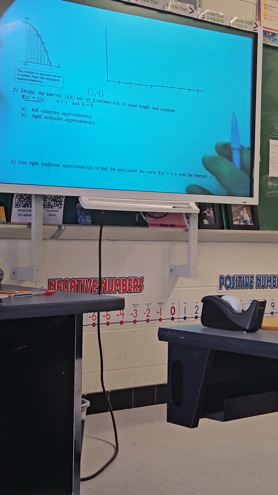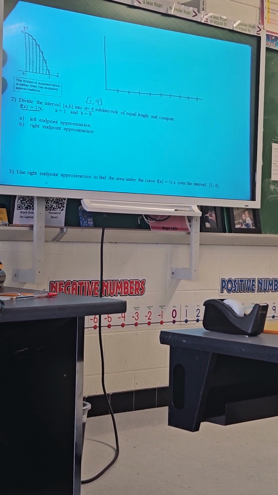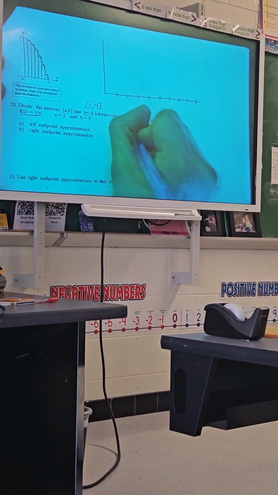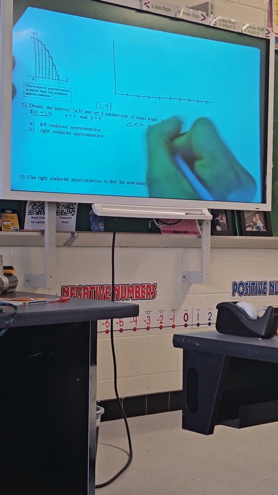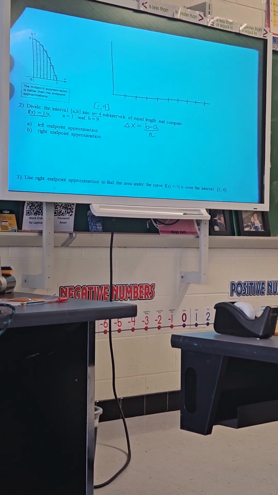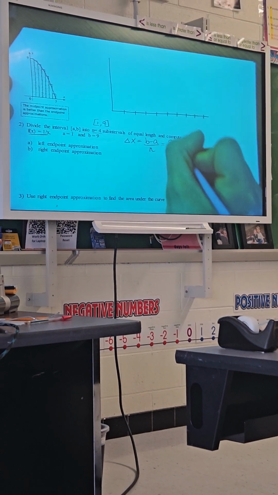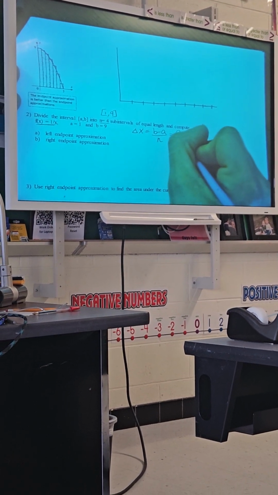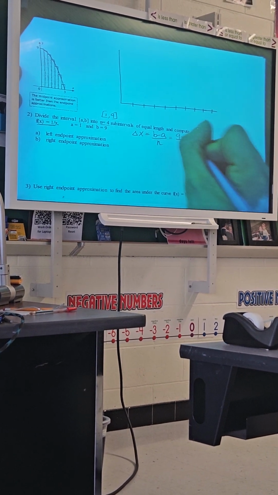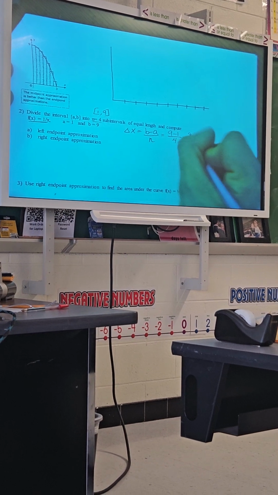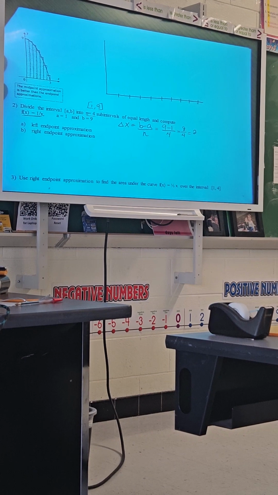We're going to divide this up into 4 equal subintervals. So the width of our rectangles is going to be this. There's a formula: B minus A divided by N. B is 9, A is 1, N is 4, just from the information given, which means the width of each rectangle is going to be 8 divided by 4, which is 2.